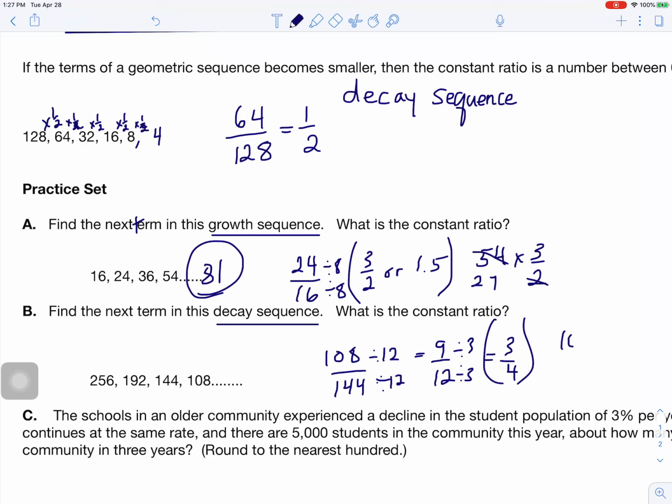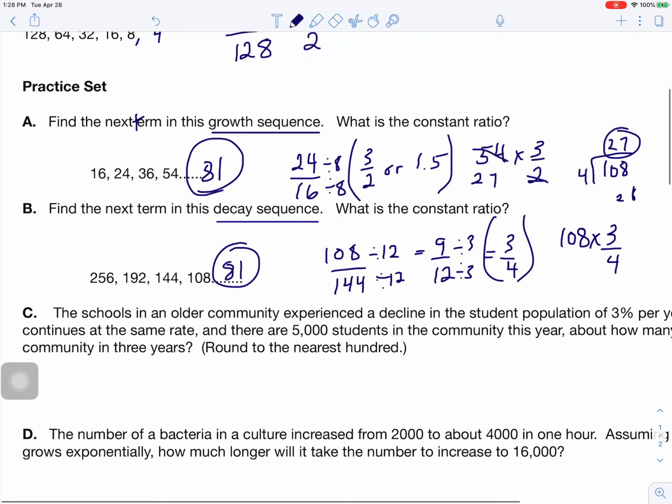So then we can go 108 times 3/4. And that will equal 108 divided by 4. Let's just do that quickly here. I'm going to do it without the help of the math book. We get 2, and we get 28 left over. We get 27. Same thing, 27 times 3, which gives us, of course, as we figured out, 81. So we have two of the same terms there.